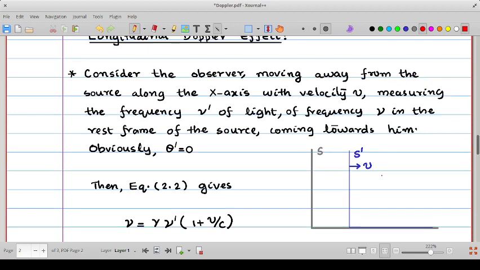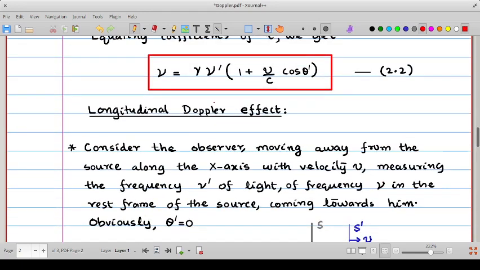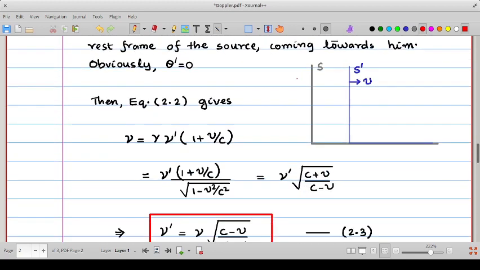Now substituting this in this expression, we have nu equal to gamma nu dash times 1 plus v by c. Cosine of theta dash now is 0. Cosine of 0 is 1, and therefore we will get this expression. Now the factor of gamma is 1 by square root of 1 minus v square by c square.